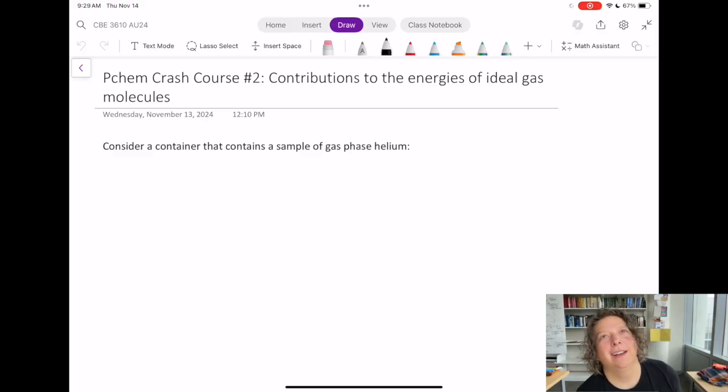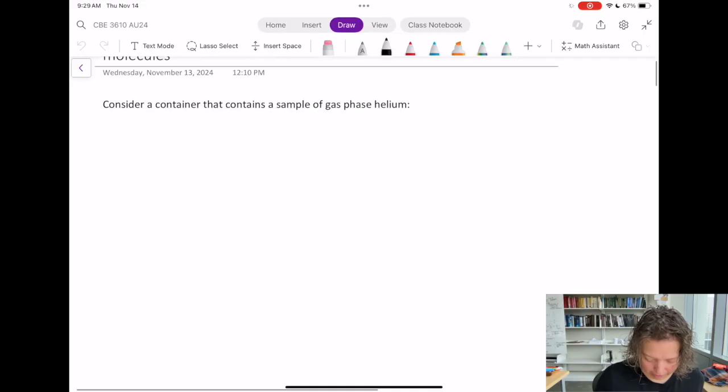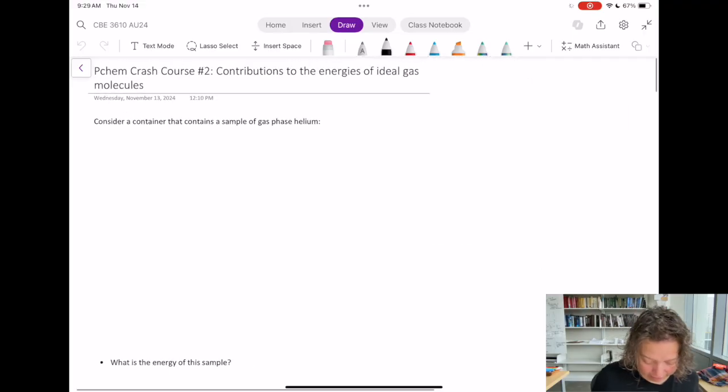In this PChem Crash Course, I want to talk about the contributions to energy of ideal gas molecules. To start, let's consider a container of ideal gas molecules. Actually, let's say ideal gas atoms. This container is going to comprise gas phase helium, an ideal gas.